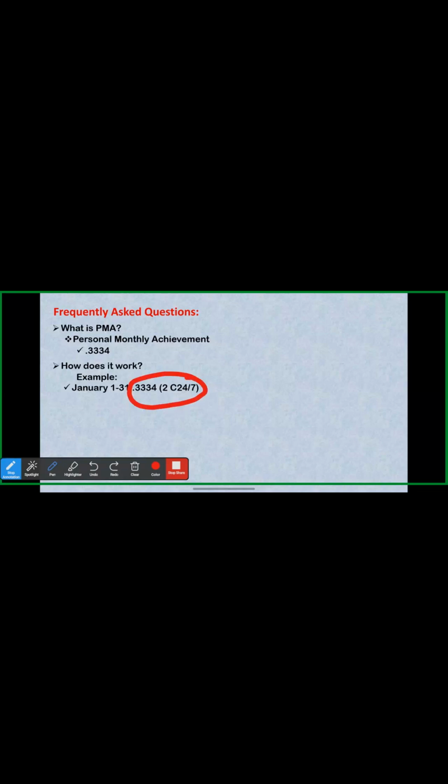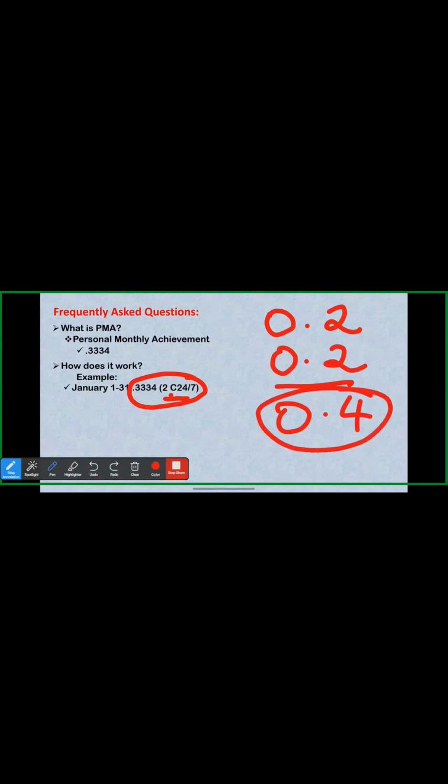And the example yenye imepeanwa hapa, a very good example, is 2C24/7. 2C24/7s, moja iko na 0.2 points. If you do 2 of them, you have another 0.2. So if you have done 0.4 points, it is more than the 0.334. So wewe, kwa sababu ushapitisha 0.334 points, you're considered to have done PMA.